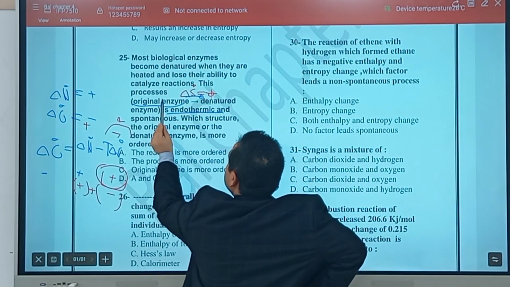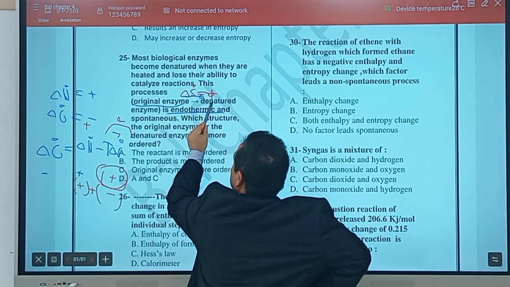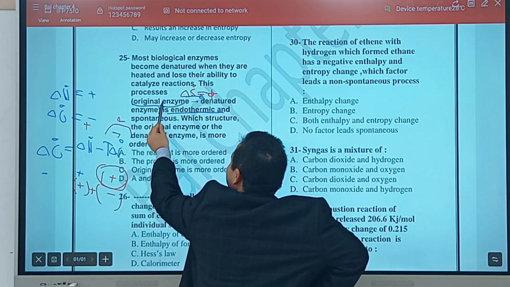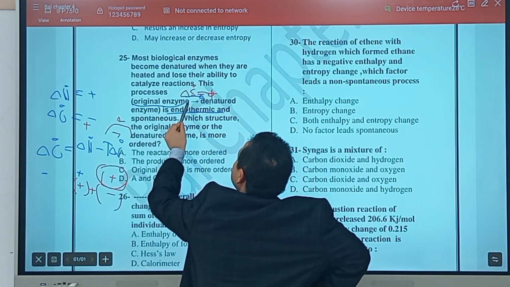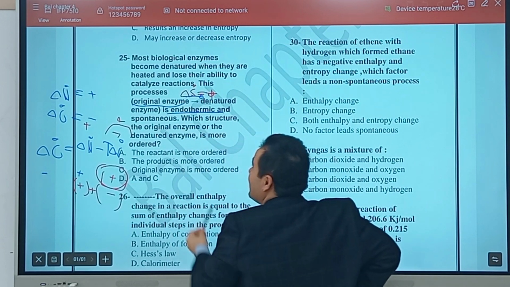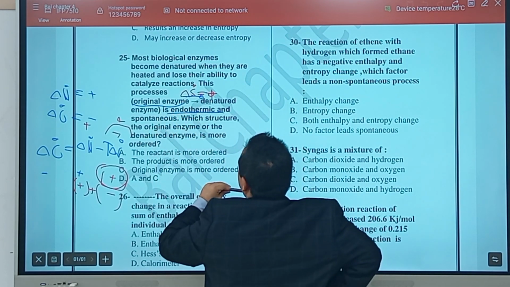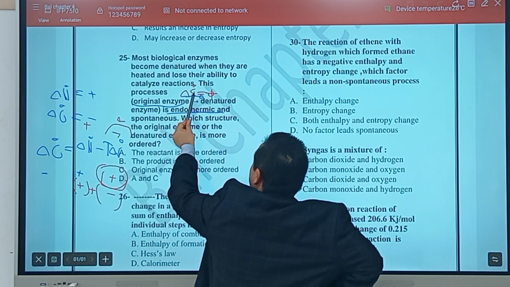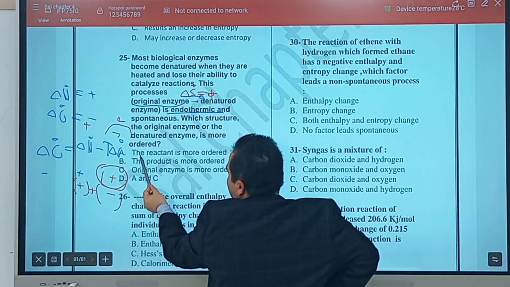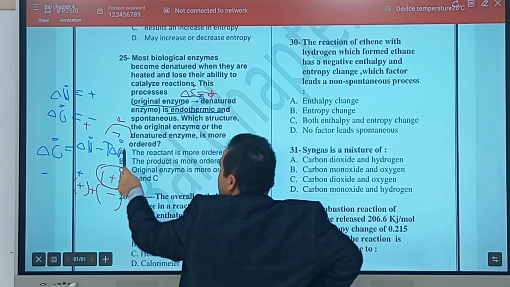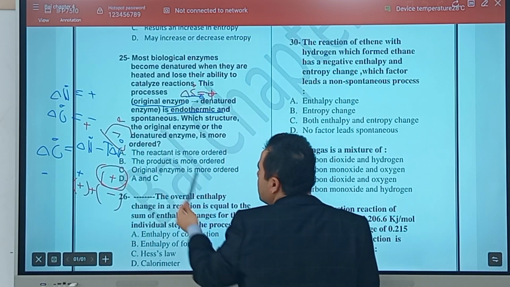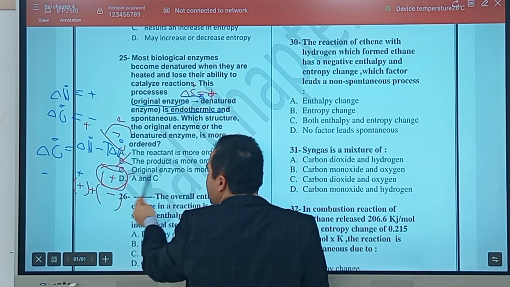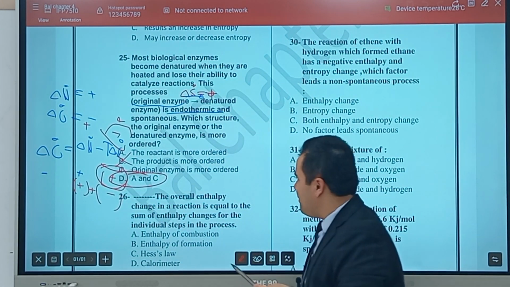So the original enzyme to denatured has a positive delta S. But the original enzyme is more ordered than the denatured. Why? Because the order reduces as the entropy increases. So the reactant is more ordered, yes, because the reactant is the original enzyme. The product is more ordered, no. Original enzyme is more ordered, yes. So A and C is the correct answer.